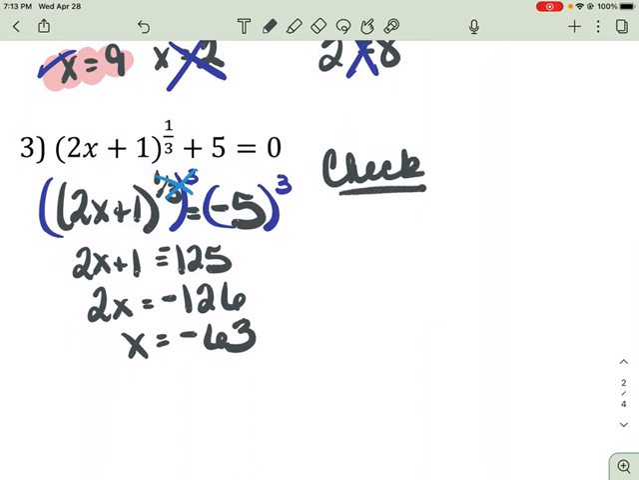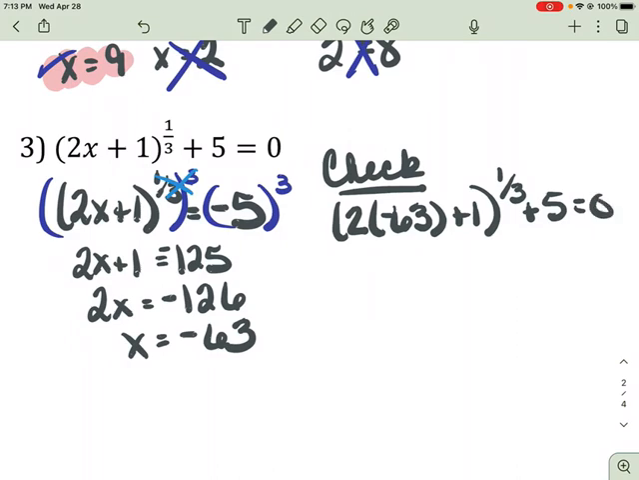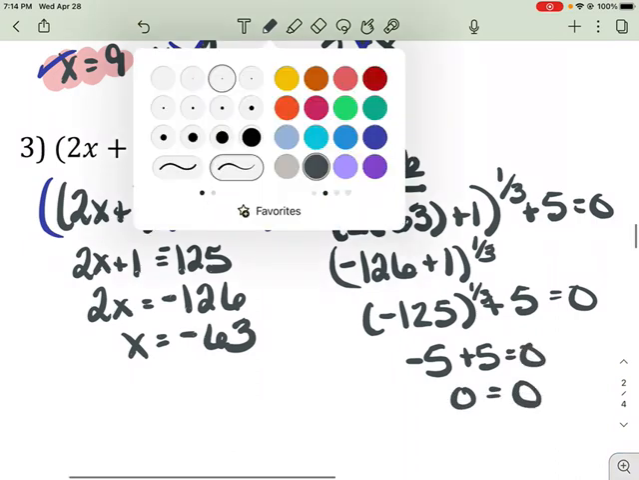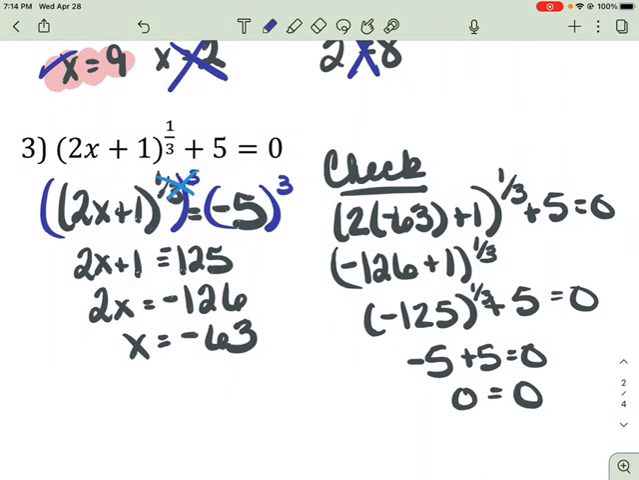Okay, so I'm going to come back up here and put negative 63 in for x. So again, always do your check. So we get (2 times negative 63, plus 1) to the 1/3 power, plus 5. The question is, is my answer equal to 0? So this is going to be negative 126 plus 1, to the 1/3. So that's negative 125 to the 1/3, which is negative 5, plus 5 equals 0. So we do get 0 equals 0. And ta-da! We are good to go. So negative 63 is our solution.